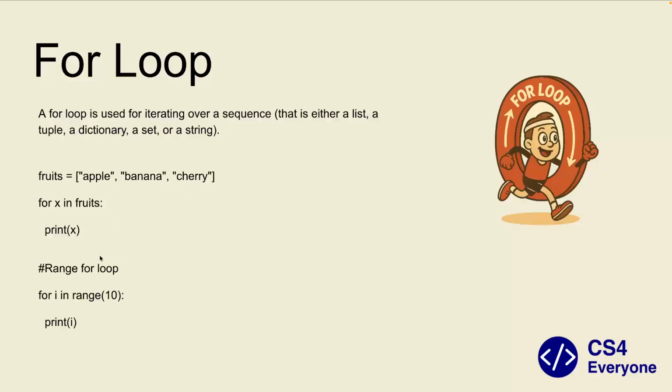Okay, now when we're using a range for loop, when we see for i in range 10, it's going to be a sequence of numbers from 0 to 9. So when we print i, we'll have the values printed 0, 1, 2, 3, all the way up to 9.